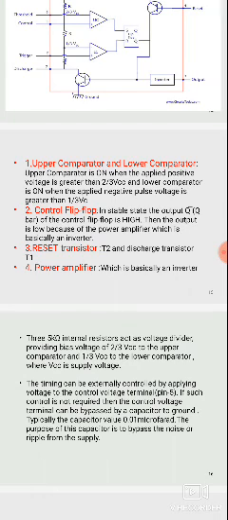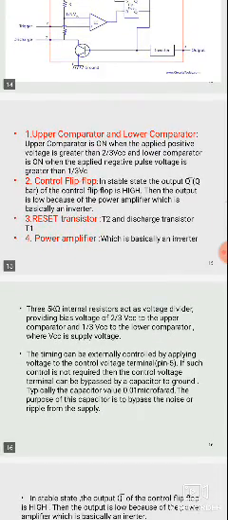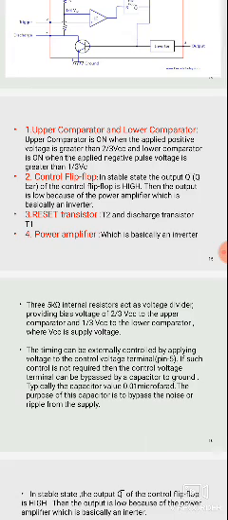Next, the control flip-flop. Here we are using an SR flip-flop. In the stable state, the Q bar output of the control flip-flop is high, and the output is low, because the power amplifier is basically an inverter. So we are using an inverter-type power amplifier, connected to pin 3, the output terminal.